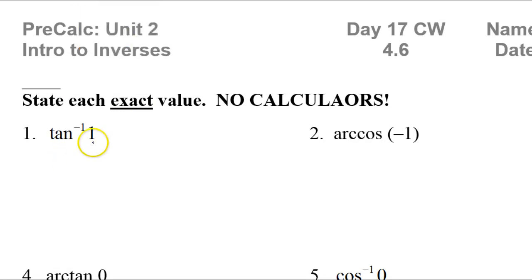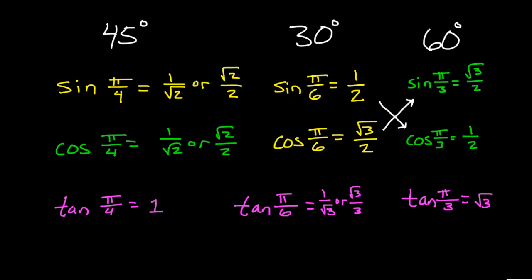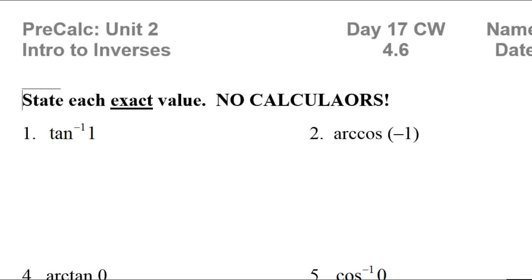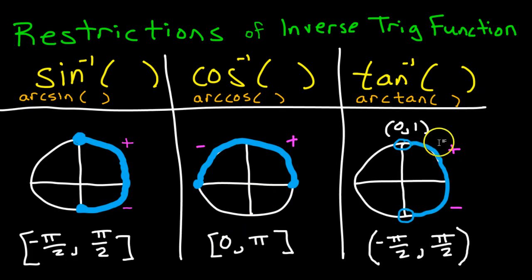So looking at problem number 1, an inverse trig function is an angle. What angle has a tangent equal to 1? I'm not going to keep switching back to this chart over and over again, but you should have memorized that the tangent of pi over 4 is equal to 1. So the answer here is going to be pi over 4. And just briefly, notice that pi over 4 is within the restriction of the range.